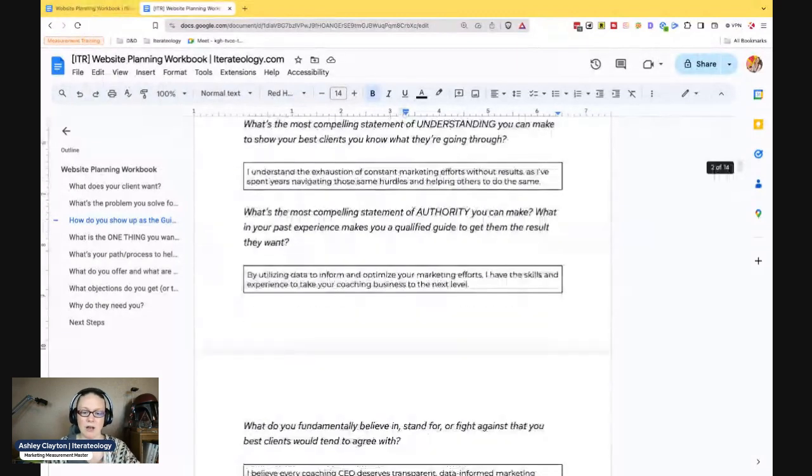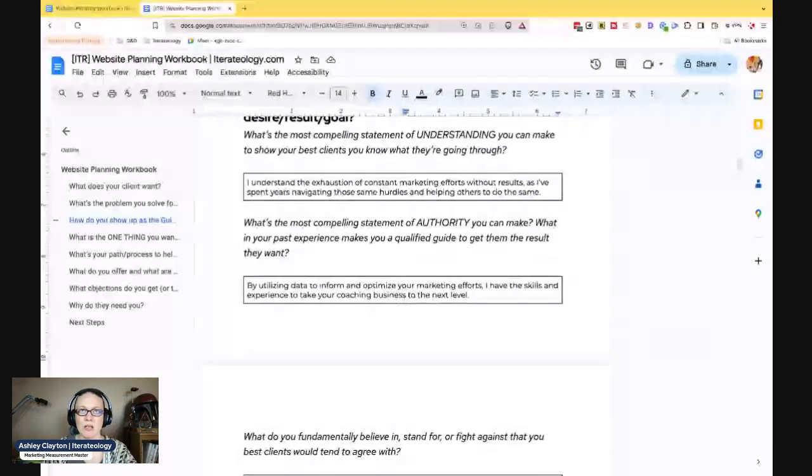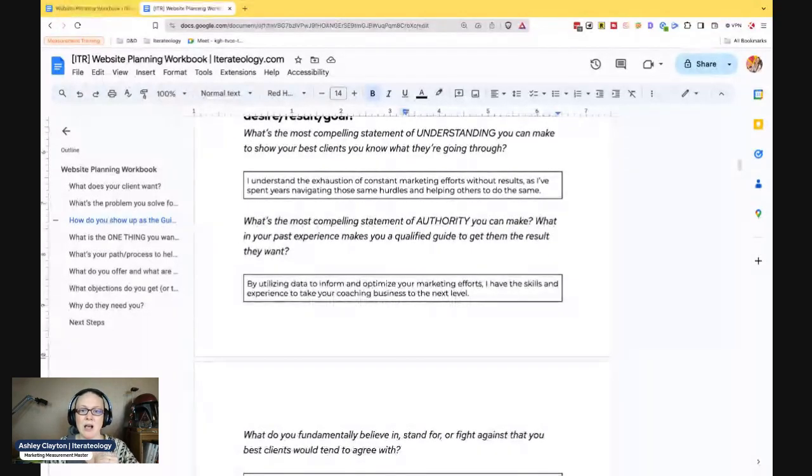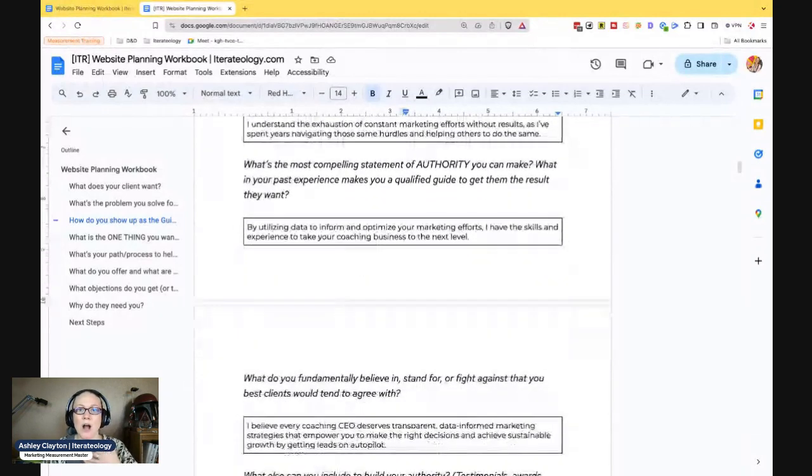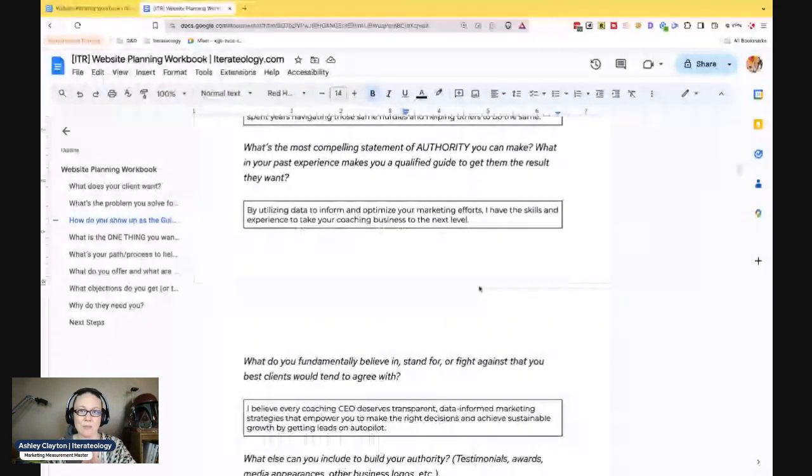understanding and authority aren't enough. In order to really grab the attention of your best client, you have to connect with them and show what you stand for. Marketing is polarizing. It is not meant to be, maybe the reason why you're not seeing a lot of response or engagement is because you're not really making people choose a side. So for me, it's, hey, I believe that every coaching CEO deserves transparent, data informed marketing strategies that empower you to make the right decisions and achieve sustainable success by getting leads on autopilot.